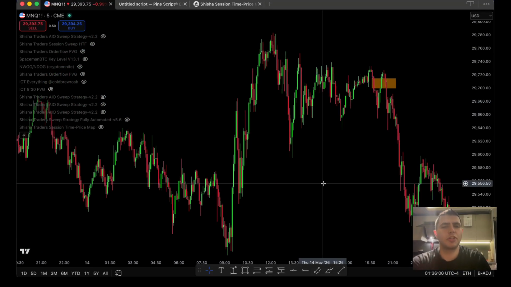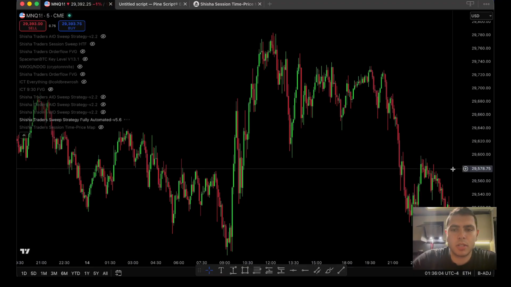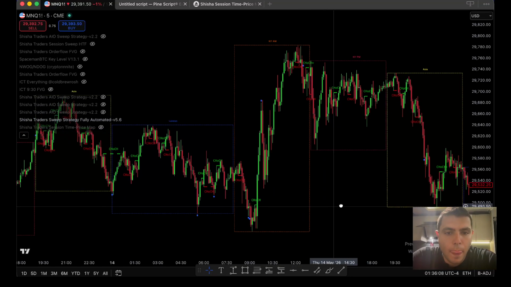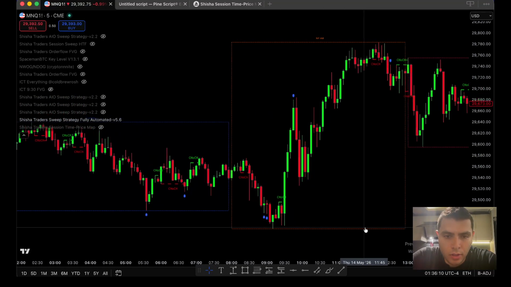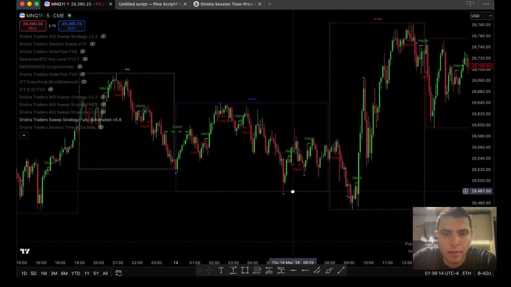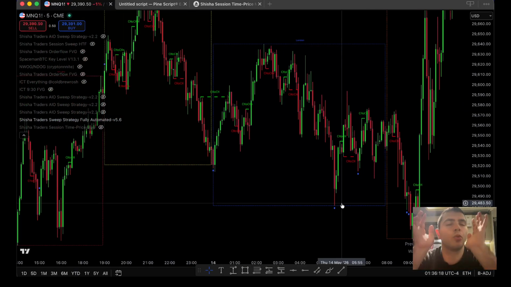So how do we trade them? Very, very simple, guys. All you have to do is turn the sweep strategy indicator on and wait for a sweep. Let me show you a good example. London swept the previous session low. What's the rule that never changes? First, you get a sweep of the previous session. Second, you get a charge.